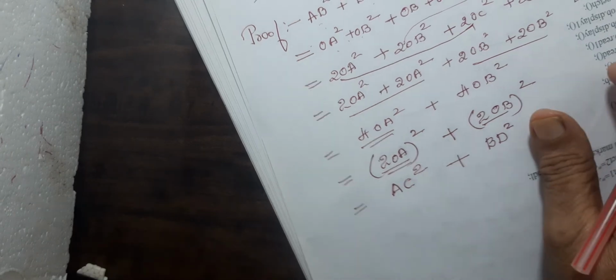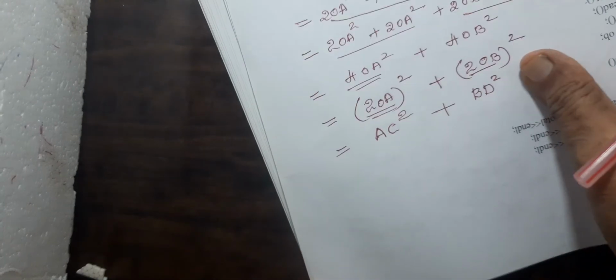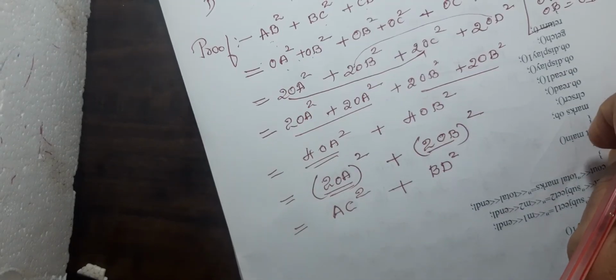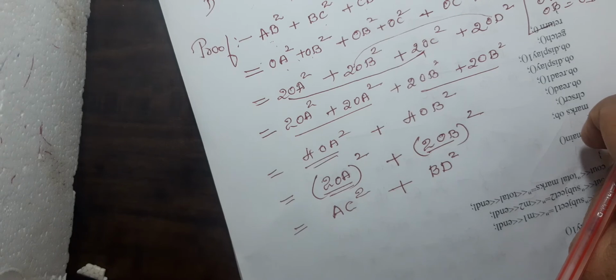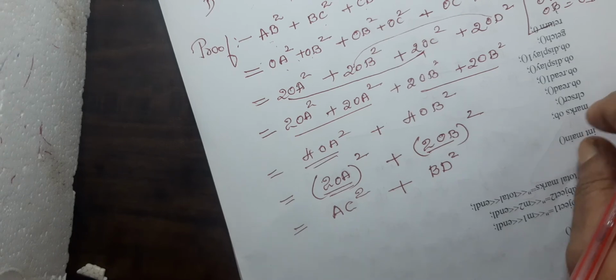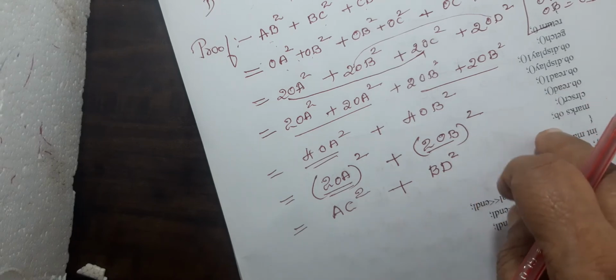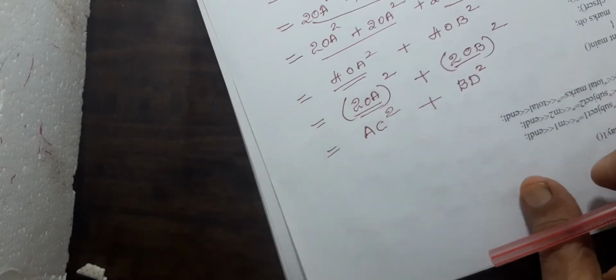So finally we have proved what they wanted. We have proved that the sum of the squares of the sides of a rhombus is equal to the sum of the squares of its diagonals. So that we have proved here.